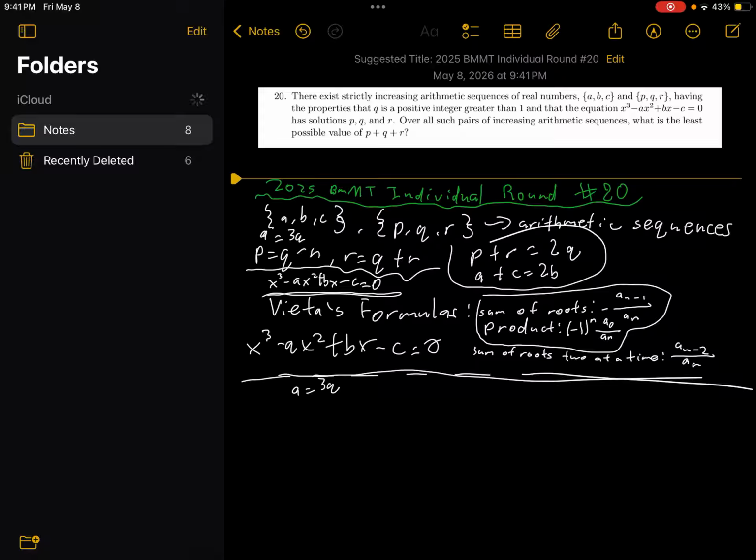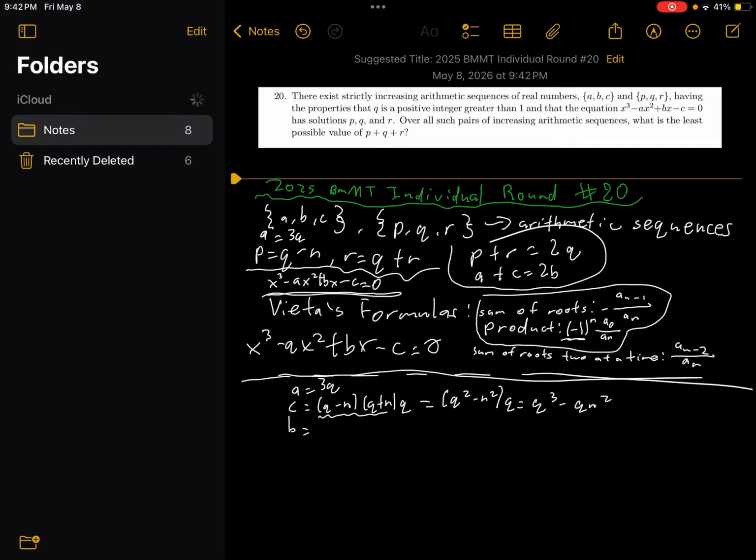Then we also have the product of roots. Here negative 1 to the power of n is negative 1 cubed, which is negative 1. And a0 is negative c, a sub n is 1. So it's negative 1 times negative c, which is c. C is the product of roots. It can also be written as q minus n times q plus n times q. Notice that q minus n times q plus n is just the difference of squares. So it's q squared minus n squared times q, which is q cubed minus q n squared. So basically now we can do b. What is b? B is the sum of roots two at a time.